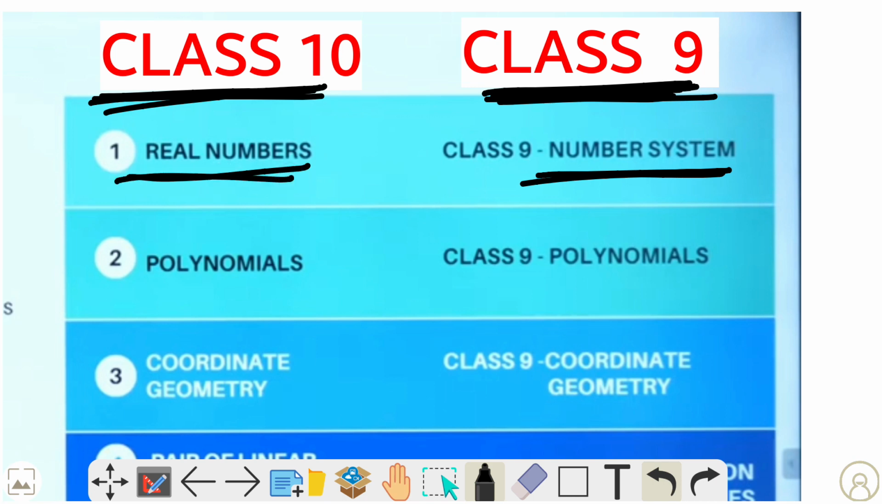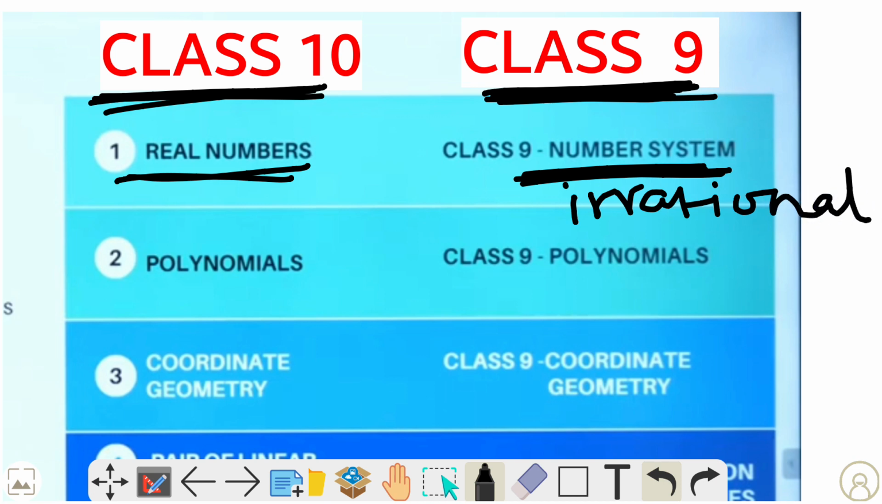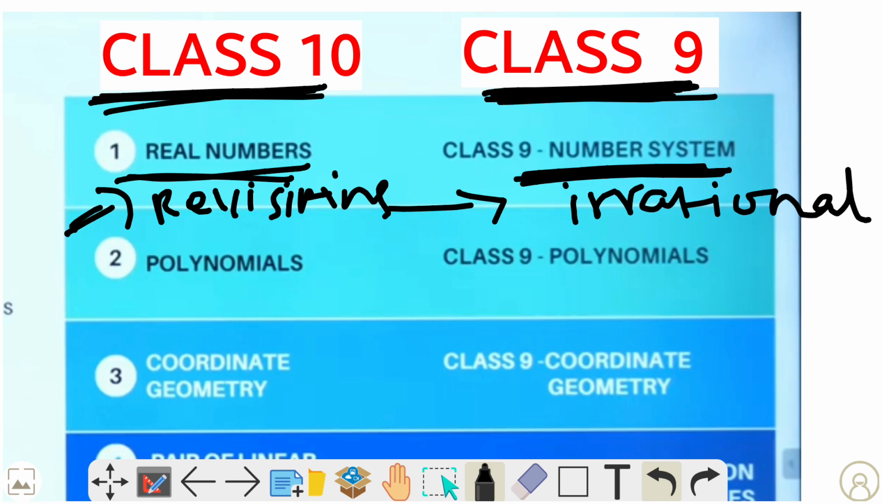That real numbers chapter contains subtopics: an introduction and the fundamental theorem of arithmetic. That is different from class 9, along with revisiting the irrational numbers. Actually, in class 9 you have studied irrational numbers, and here in class 10 you have a revisiting of that.